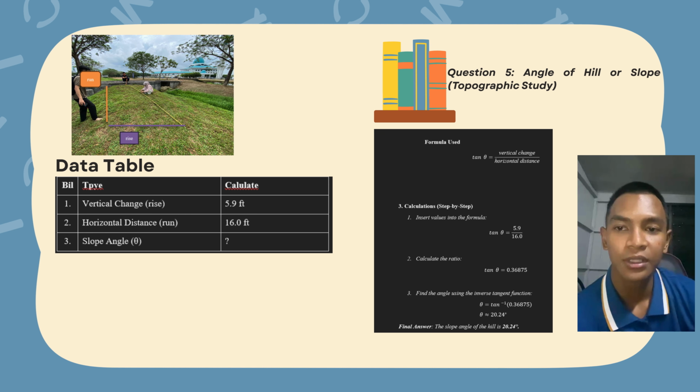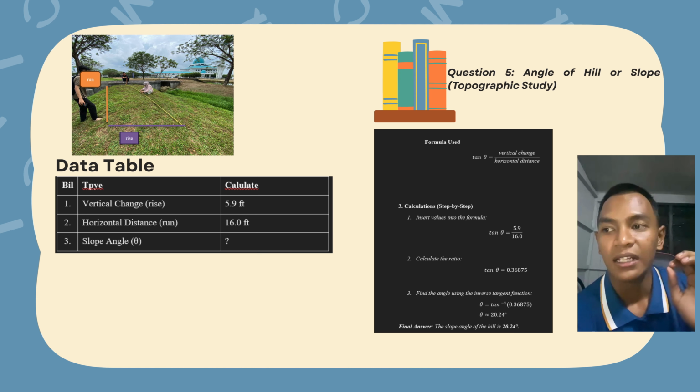We calculate the ratio, and we find that tan equals 0.36875. To find the angle, we use the inverse tangent function, tan minus 1 of 0.36875, and we found that the slope angle is 20.24 degrees.